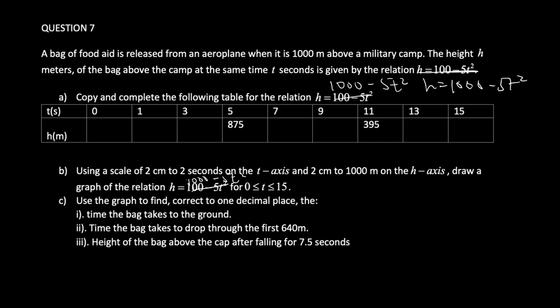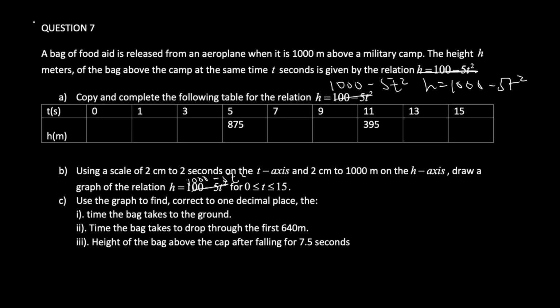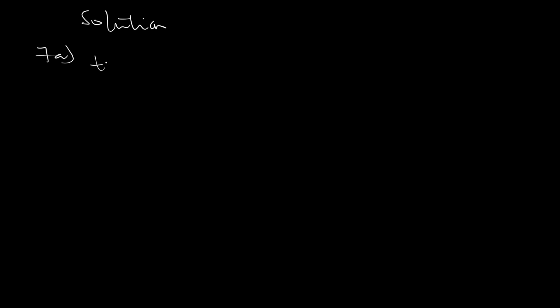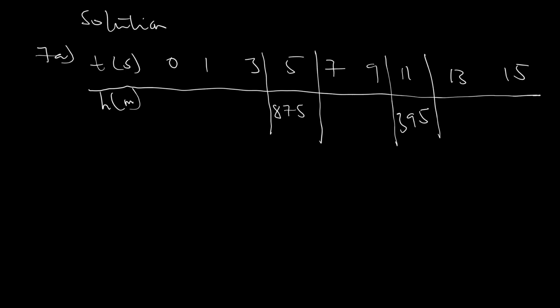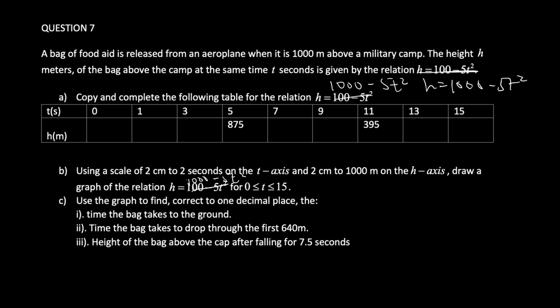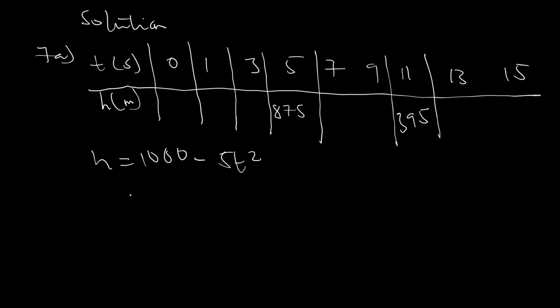So question 7a. We are asked to complete the table. So time in seconds, height in meters, and time is between 0 and 15. All right, so we have the relation h is equal to 1,000 minus 5t squared. So we'll be completing the table using this relation.